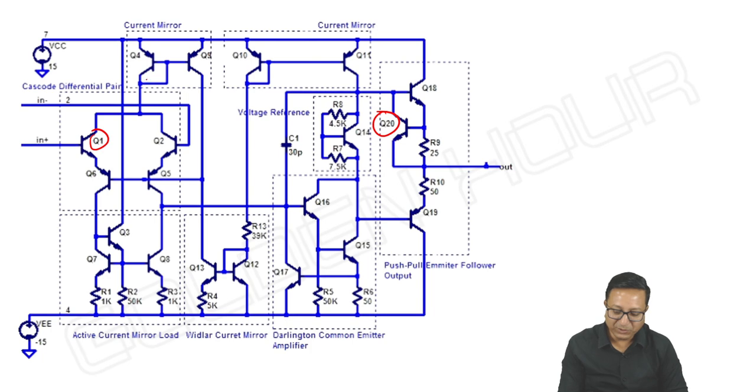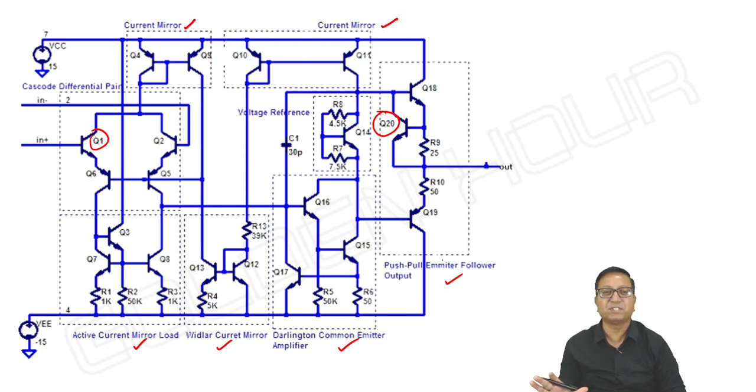And if you look at this, see, a current mirror circuit, and here one more current mirror circuit, active current mirror load, and Widlar current mirror circuit, Darlington common emitter amplifier, and push-pull emitter follower. You know all these names which we studied in BJT and FET. So integrating all those circuits and designing this particular device, which is providing a very high gain, ranging from 10 power 5 to 10 power 8.